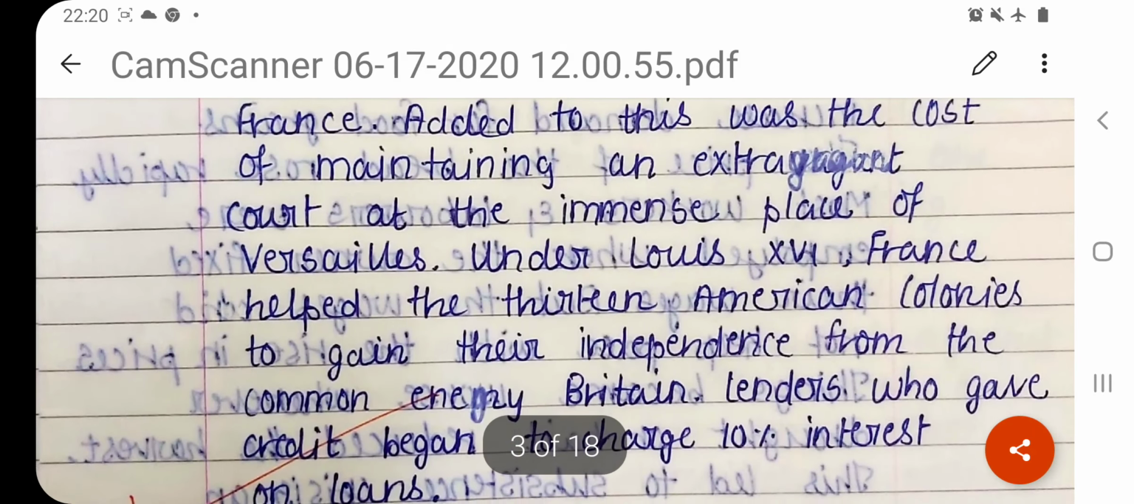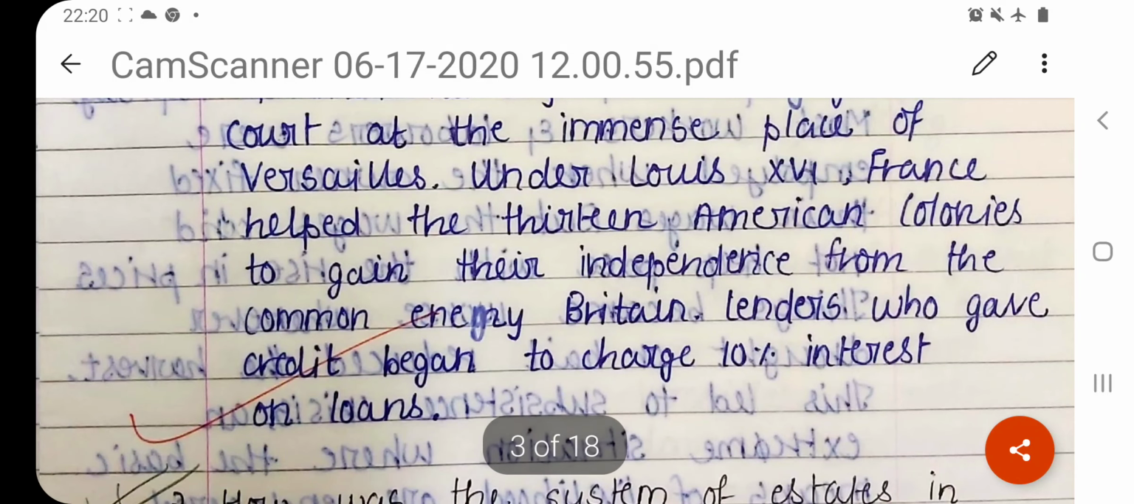Also, France helped the 13 American colonies gain their independence from the common enemy, Britain. Remember, France and England were always at daggers drawn. They were always enemies. Britain had colonized America. Now there are 50 states, but earlier when there were 13 colonies, they wanted freedom from Britain, and France is the one which helped these American colonies get freedom from Britain. But this war drained France.